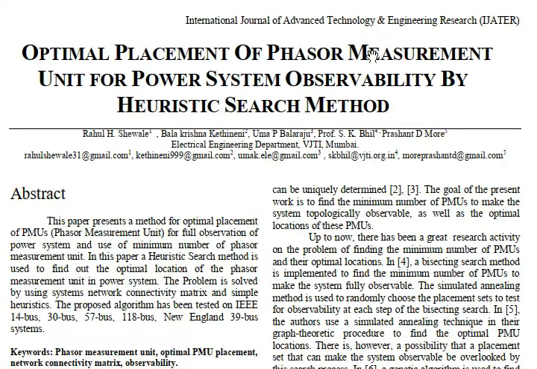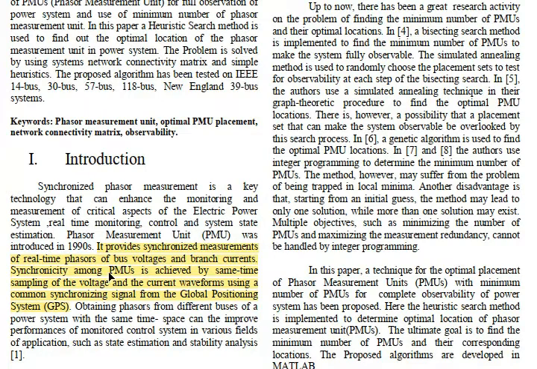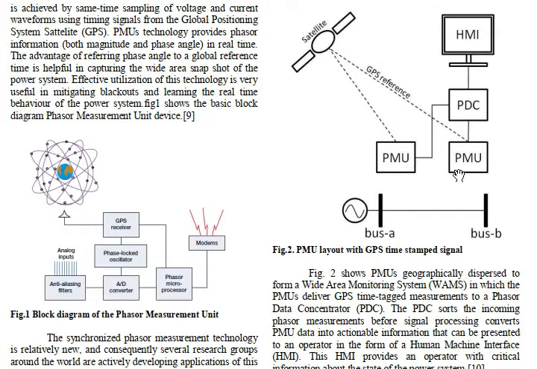So first of all, let's define the PMU. What is a PMU? It provides synchronized measurements of real-time phasors of bus voltage and bus currents, and this is achieved by sampling the voltage and current waveforms using a common synchronizing signal from the global positioning system. So this is what a PMU unit looks like in a power system.